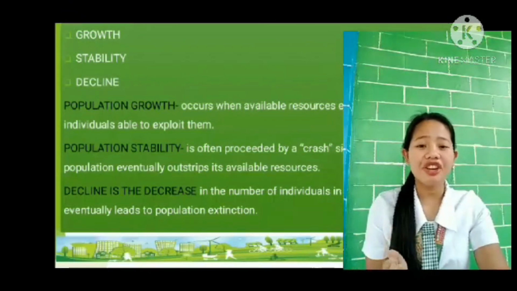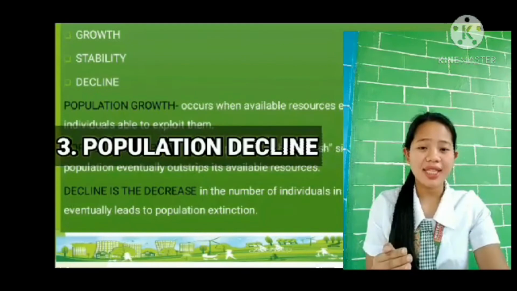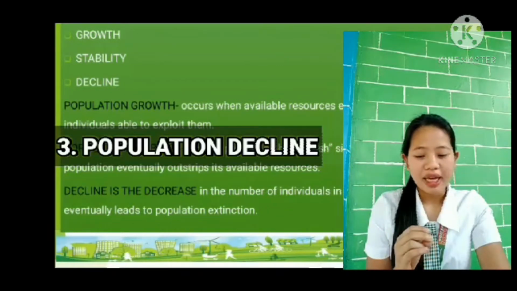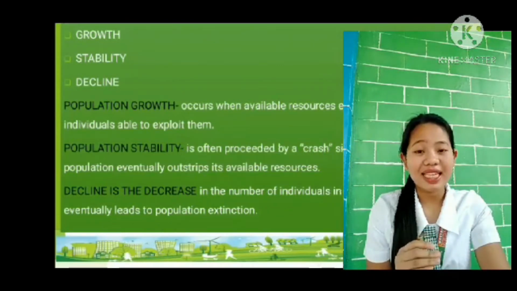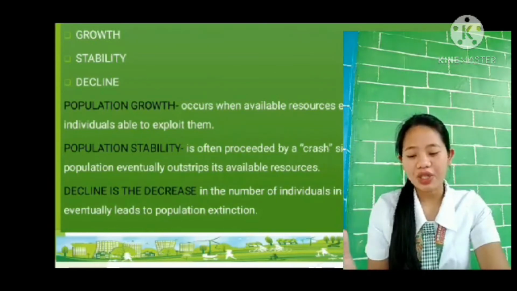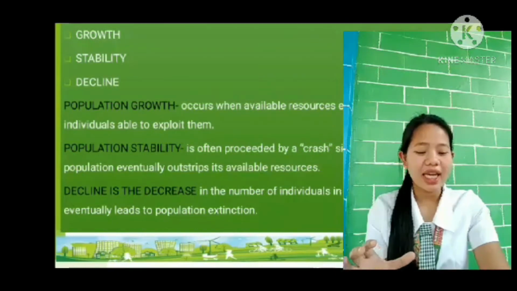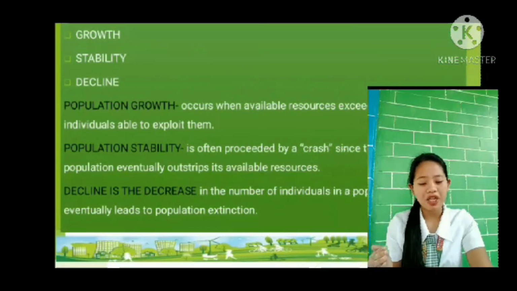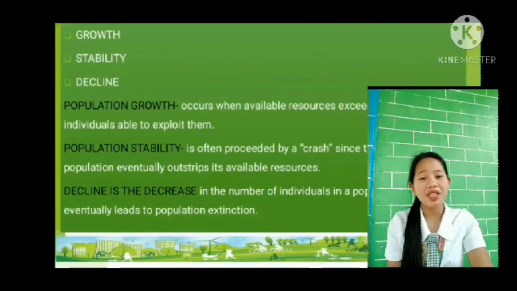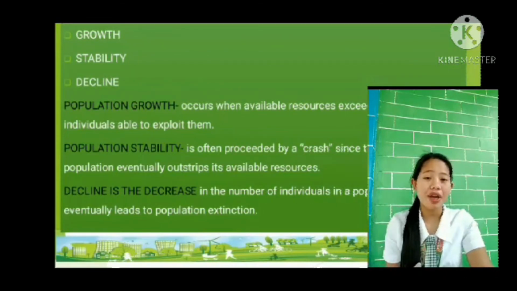Let's proceed to another phase of population, which is decline. Population decline tells you that there is a decrease in the number of individuals in the population. Because of certain factors like overkilling that influence the population growth, eventually the population becomes extinct. So when the population becomes extinct, the population is declining.